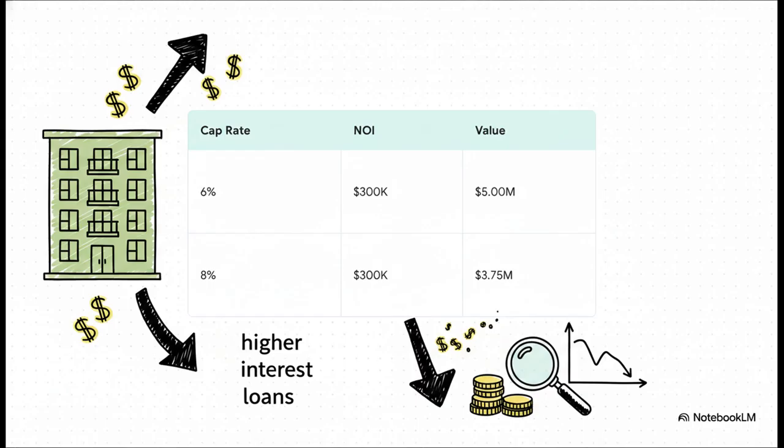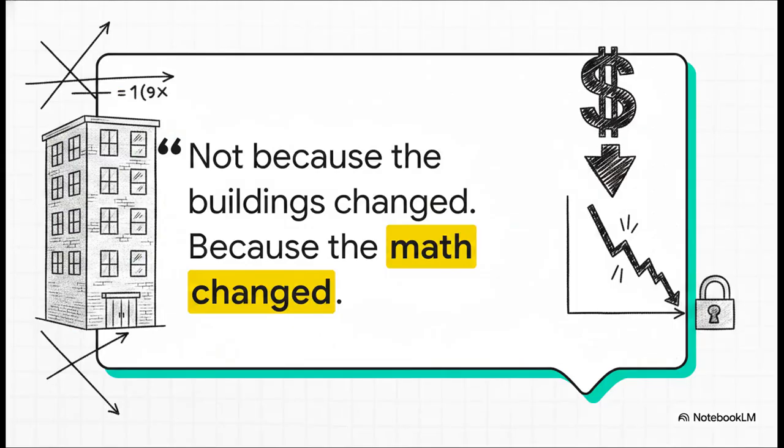But under the new math, if buyers demand an 8% cap rate to cover their pricier loans, that exact same property, earning that same $300,000, is now worth just $3.75 million. As SVN commercial real estate advisors point out, $1.25 million in value is just wiped out instantly. The building didn't change, the tenants haven't changed, the bricks are the same.